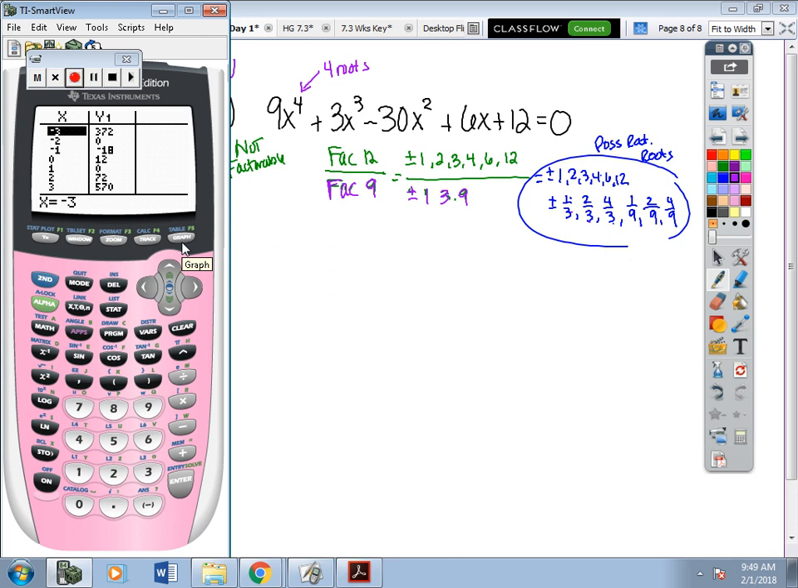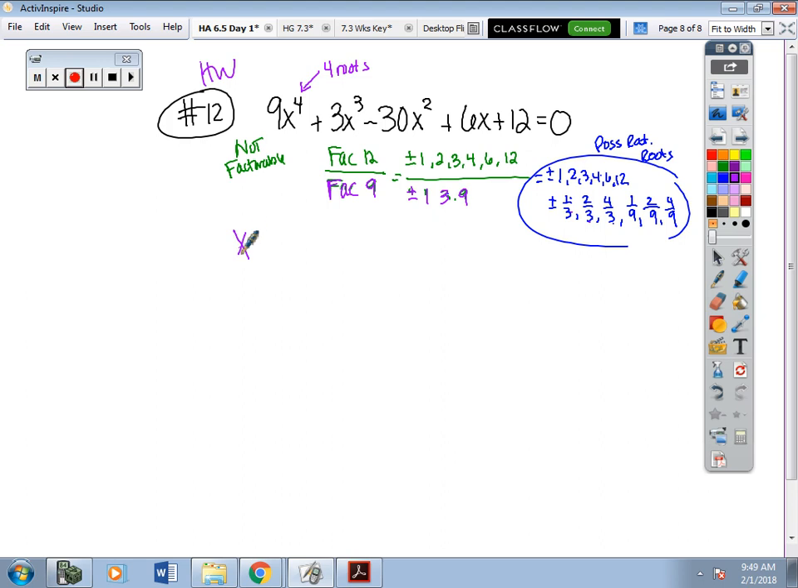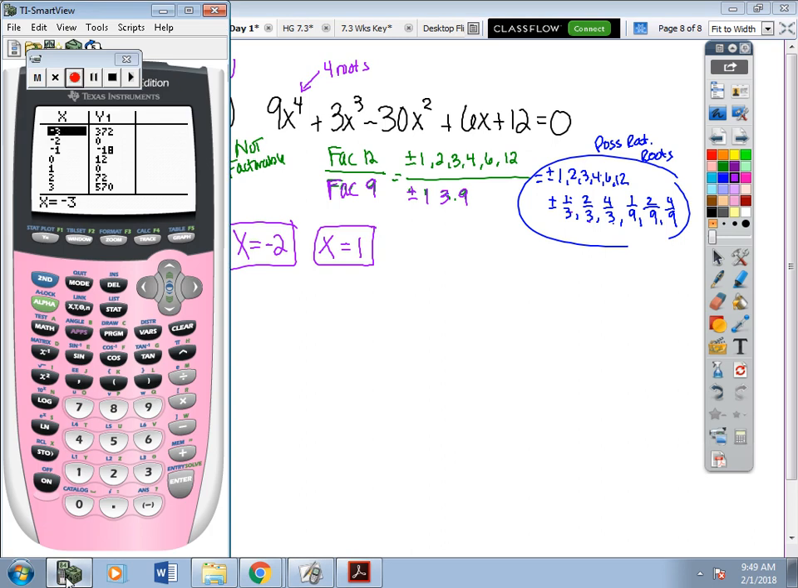So right off the bat, I actually can see 2 of them. X equals -2 is an answer. And x equals 1 is also an answer. 3 is not 1. Kind of just scroll around and see. Obviously, these are just getting really big, so that's not going to work. Try your negatives all the way down to -12. That's not going to work.